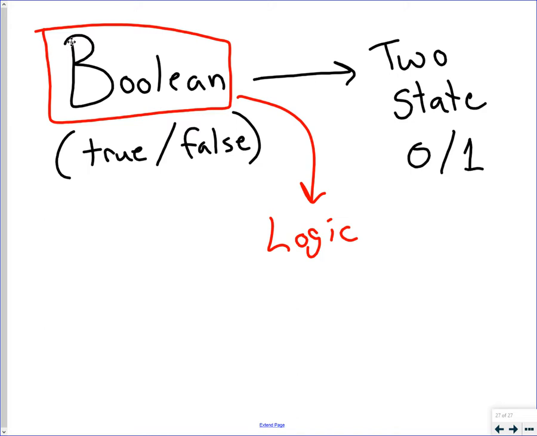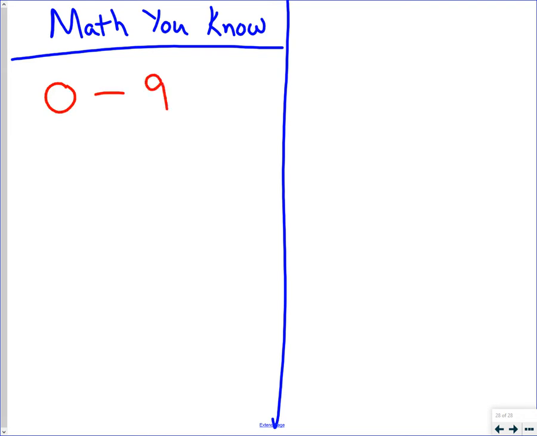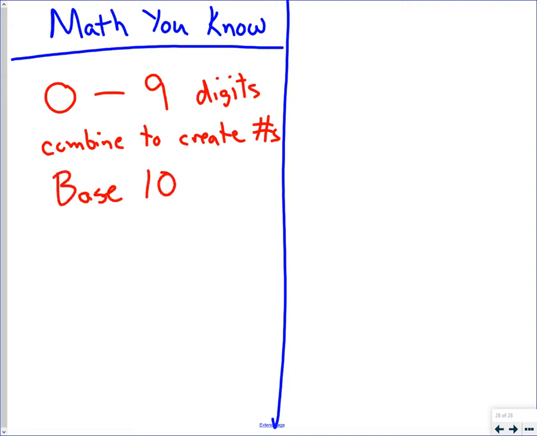Okay? So let's apply it to math. So the math you guys know is different than the math we're describing. Okay? This is the math you know. The math you know involves digits 0 through 9, and you can combine those to create numbers. Right? These are your digits. Okay? It's what's called a base 10 digit system. There are 10 digits.